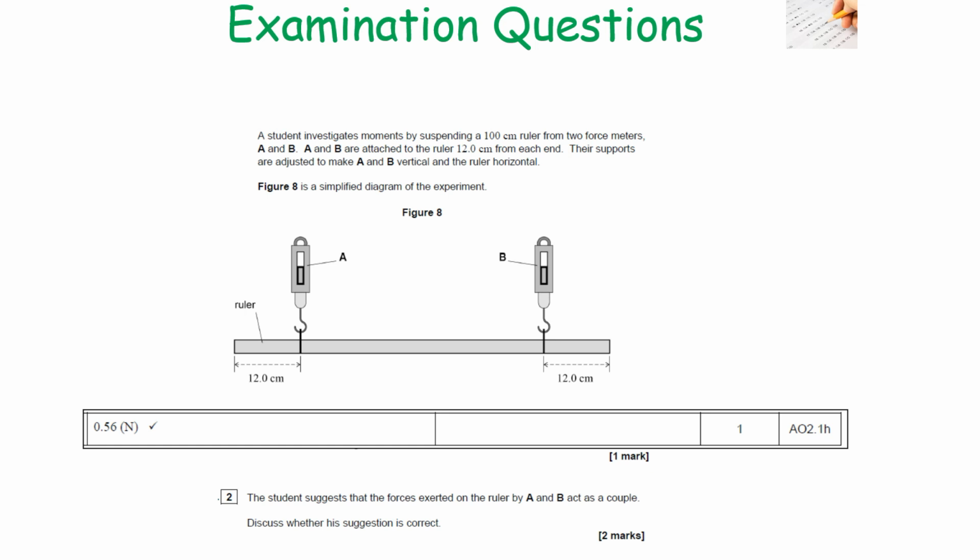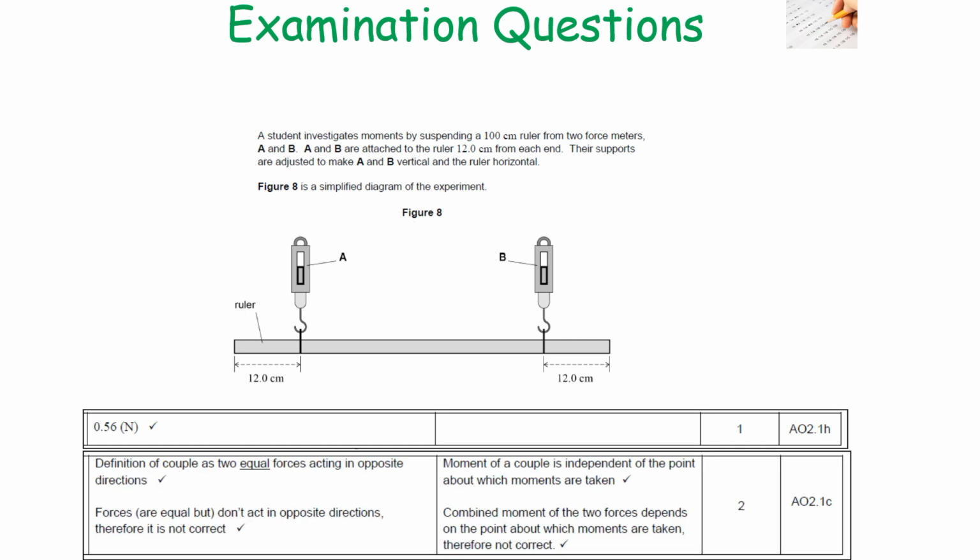Well, what is a couple? Well, a couple are two forces which act in the same plane, have the same size, but they act in opposite directions because it causes rotation. Now, if we look at this situation, it's not a couple because they are two equal forces, but they're both acting in the same direction, upwards. So it can't be a couple because they're not acting in opposite directions.